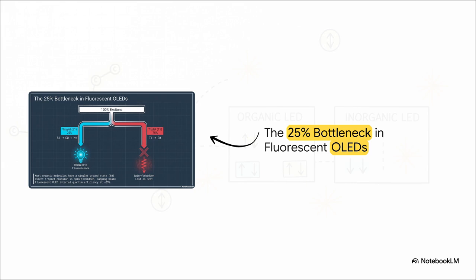Imagine turning on your smartphone screen where 75% of the power is instantly thrown away as heat, simply because of quantum statistics. That is the devastating 25% bottleneck that drains your battery.